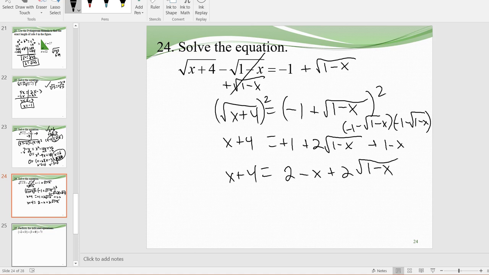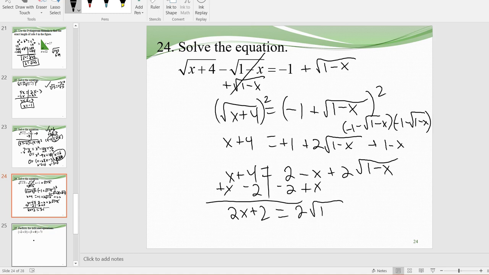Wow. That's a lot of horrible work. But what we did was we got one of the radicals to disappear. What I need to do now is isolate the other radical. So now that I have 2x plus 2 is equal to 2 square root of 1 minus x. I'm not liking that 2. It's not isolated yet, so I'm going to divide everything by 2 and get x plus 1 is equal to the square root of 1 minus x.